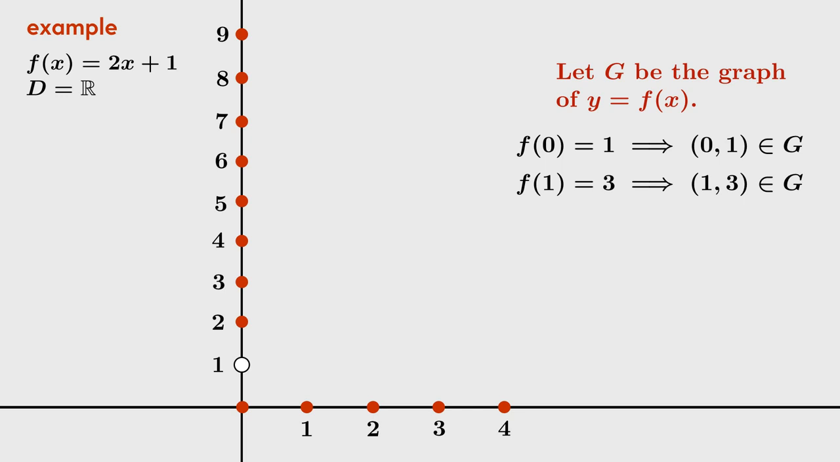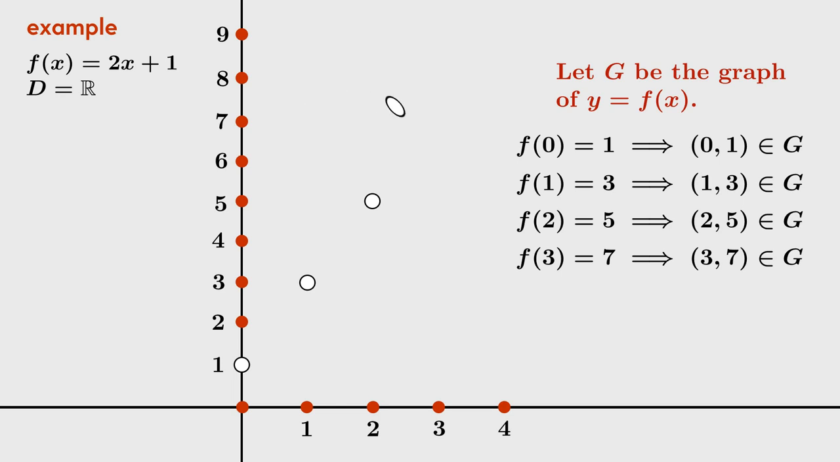I add that to the plot that I'm making. f of 2 is 5, gives me this point. And f of 3 is 7, gives me yet another. I can also take negative values of x. f of minus 1 is minus 1, which means the point minus 1, minus 1 is on the graph. Let's add it to the picture.